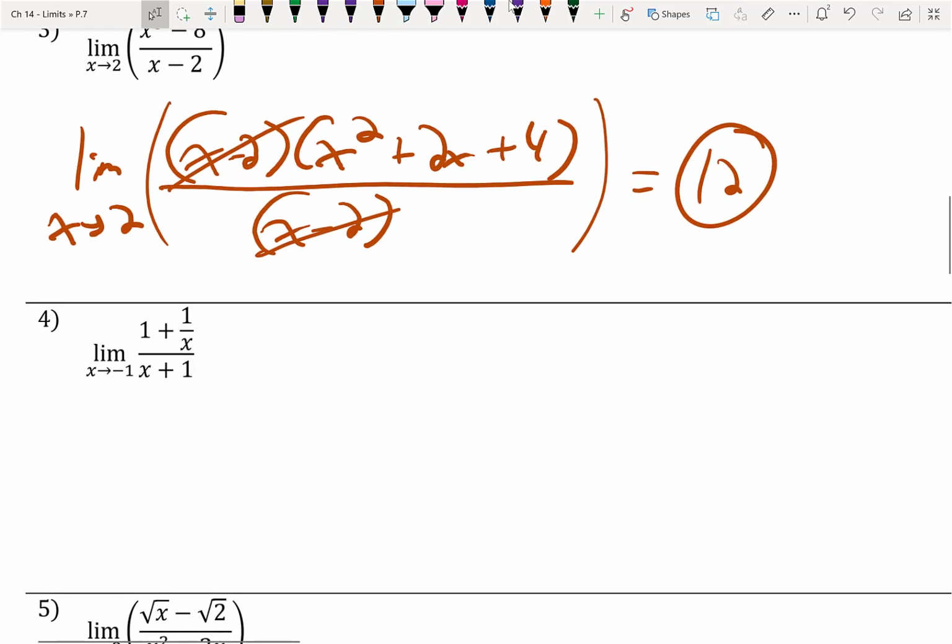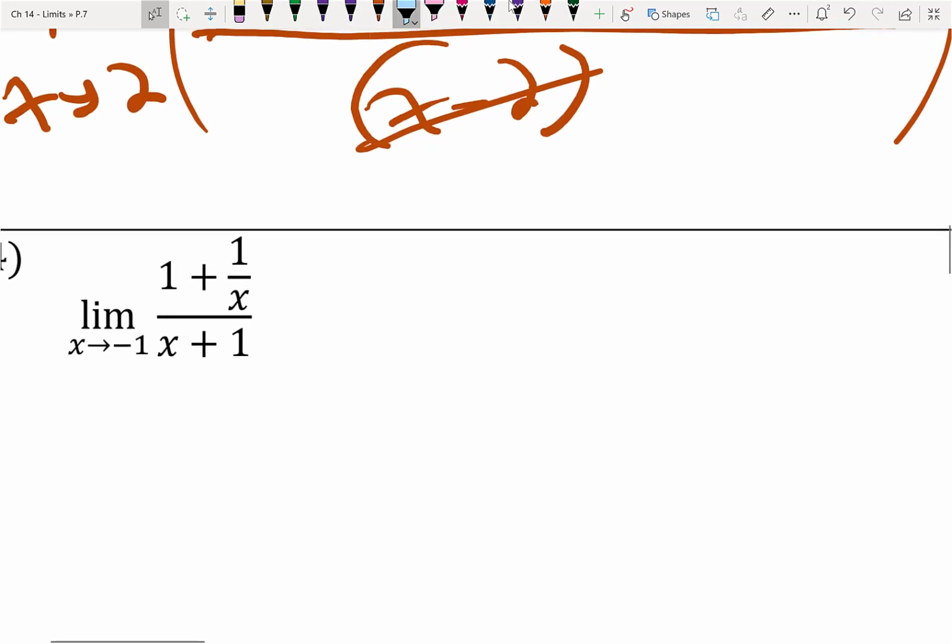Like, if this was asking for f of negative 1, you would say it doesn't exist. But this isn't asking for f of negative 1. This is asking for the limit as x approaches negative 1. So the question now is, is this factor, the x plus 1, a removable discontinuity or not?